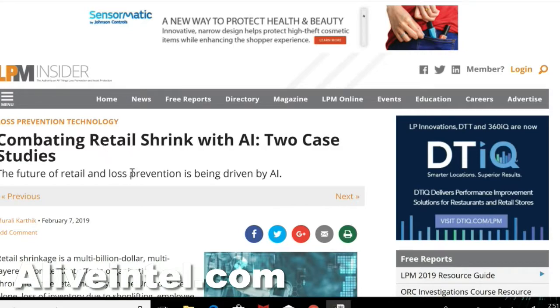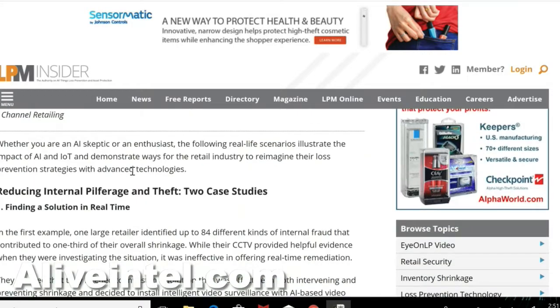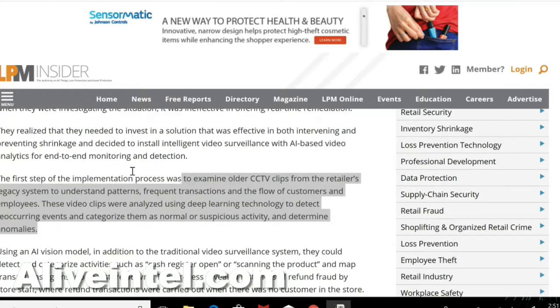That talked about combating retail shrink with AI, 2 case studies. And just as an example, no matter if you're going to use AI for loss prevention or for some other purpose, here's an example of how AI can be used in any business process. And you see the highlighted part. AI was used to examine older video clips from the retailer's video surveillance system to understand patterns, things like frequent transactions, flow of customers, flow of employees.